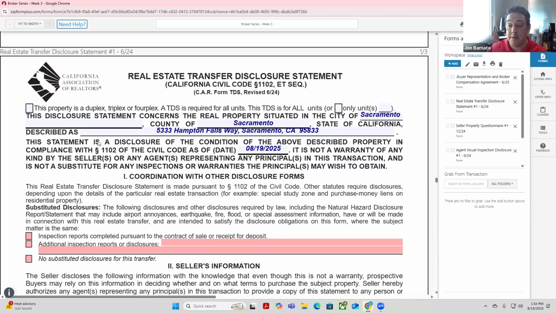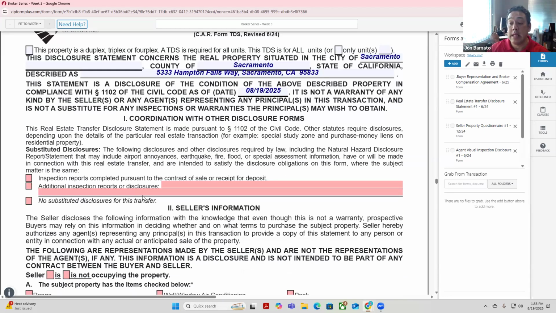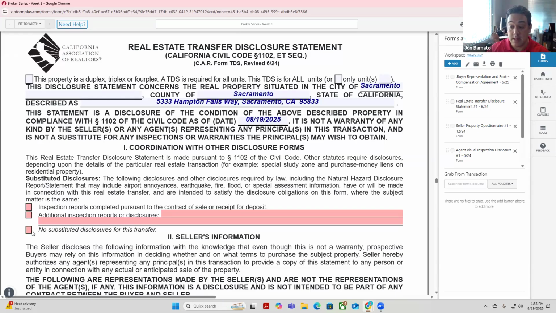So if you have seller inspections already done and you want them to acknowledge them prior to consummating the contract, you need to check that box. Make sense? If you have inspections that you just want them to know are tied to the TDS, then you would do these. And that is any things. And then if there's no other disclosures, you would check this box, no substantive disclosures for this transfer.